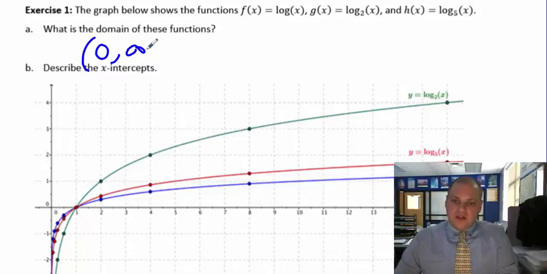All right, so we're going to say 0 to infinity for our domain, because obviously it goes forever to the right. All right, so we go forever to the right.